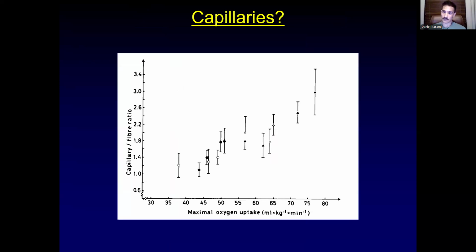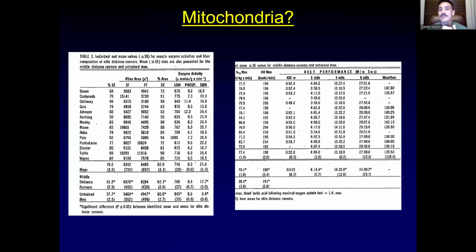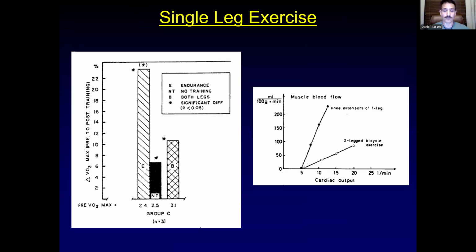Same thing with capillary densities, right? The more capillaries, more fiber ratios you have, the larger your maximum oxygen uptake. We already know this, however. Same thing with mitochondria, right? As you increase mitochondria, increase VO2 max, better performance, better times. And it's not just for cardiovascular exercises. You have the same result, the same trend in resistance training, single leg exercise.